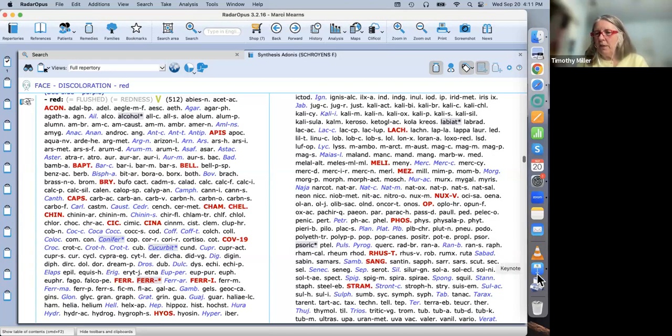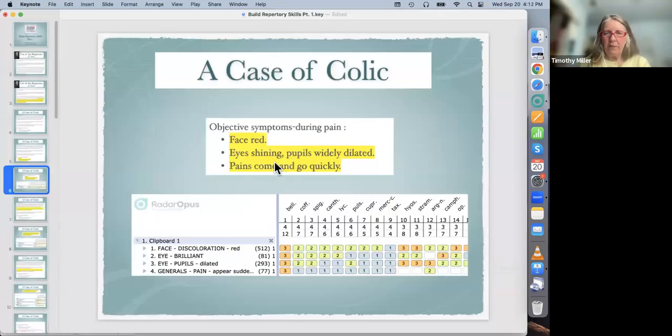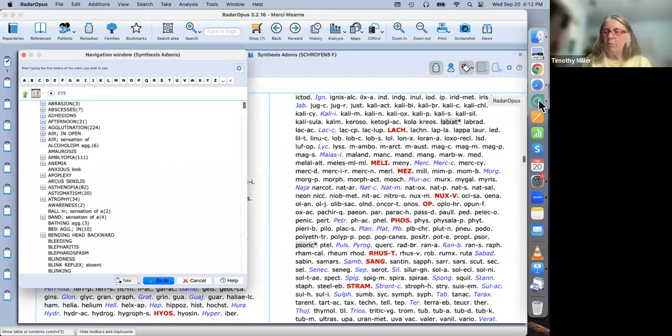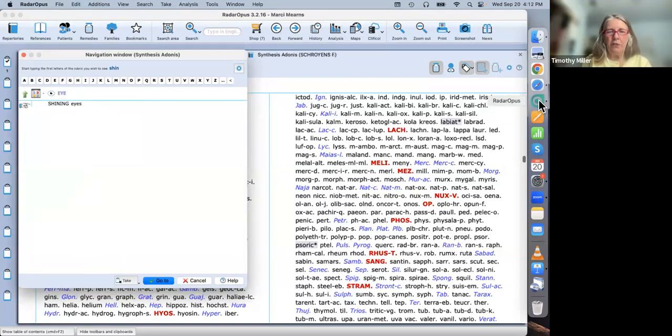All right, let's go to our next objective symptom, according to the prescriber here, which is, I think he says, what does he call it here? He says, eyes shining, pupils widely dilated. That's actually two symptoms, isn't it? So let's go here. And since I don't know any better, he said shining. I'll go shining, and there's shining eyes.